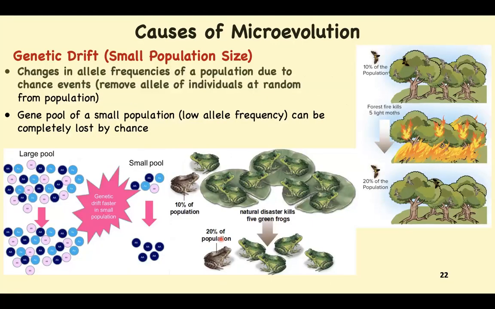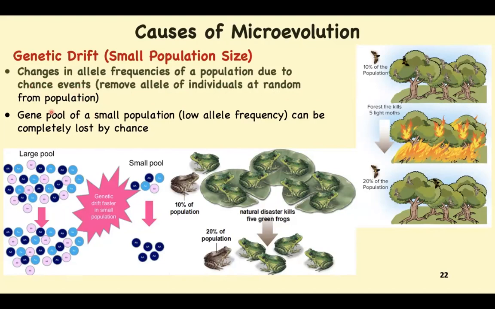Next one is genetic drift due to small population size. Genetic drift can happen regardless of the population size, tapi it has the impact more on small population size. Okay, so genetic drift is the change in allele frequencies of a population due to chance event. Contohnya remove of the allele of individuals at random from population. Random ni can be cause of anything. Contohnya kebakaran ke, atau tiba-tiba tak ada elektrik ke, kalau ikan kan. So this is by chance. Genetic drift is by chance event.